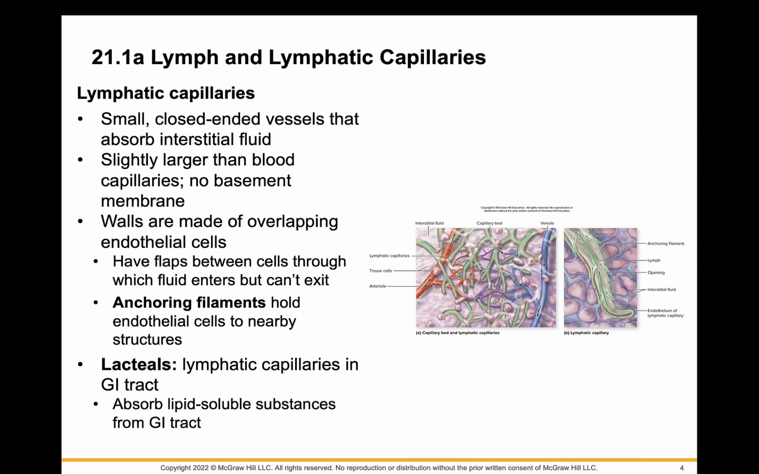Another characteristic of these lymphatic capillaries are these anchoring filaments, and these are holding the endothelial cells to nearby structures. Another example of a lymphatic vessel that we'll address later, when we are studying the digestive system and the small intestine in particular, is the lacteal. This is a lymphatic capillary that is responsible for absorbing lipid-soluble substances such as fat-soluble vitamins, cholesterol, and other lipid products from the GI tract.